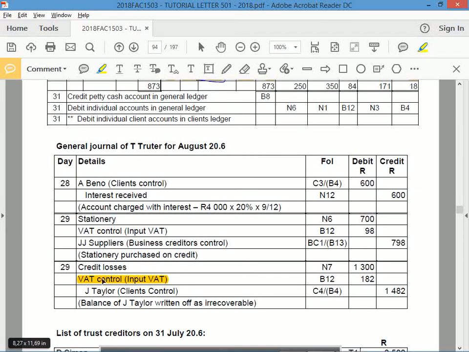This one, does this affect a client? Yes, it does. We were writing off bad debt for a client that wasn't going to pay us or can't pay us. So what do I do to the client control account? I credit it. You're crediting the client control account and you're debiting the credit losses and the VAT, which are separate T accounts.